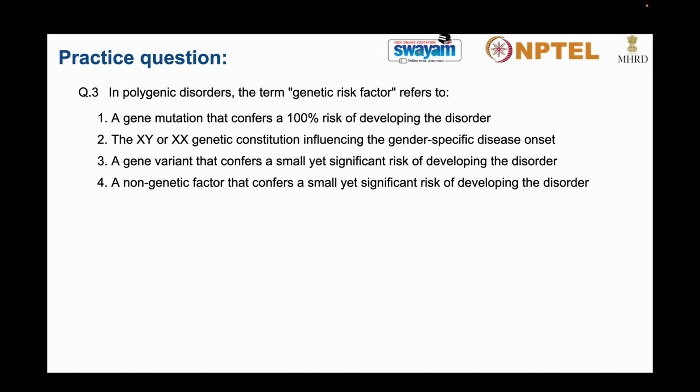The next question says, in polygenic disorders, the term genetic risk factor refers to. We have discussed polygenic disorders and complex diseases, in which multiple genes are involved. When we say genetic risk factor, what does that mean? Option 1 says a gene mutation that confers a 100% risk of developing a disorder. Option 2 says the XY or XX genetic constitution influencing gender-specific disease onset. Option 3 says a gene variant that confers a small yet significant risk of developing the disorder. And option 4 says a known genetic factor that confers a small yet significant risk of developing the disorder.